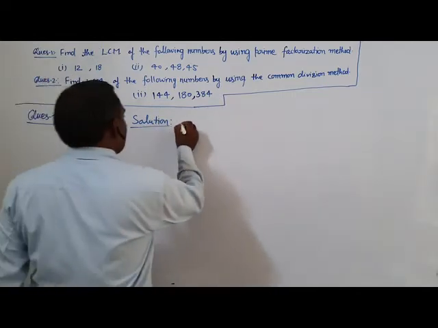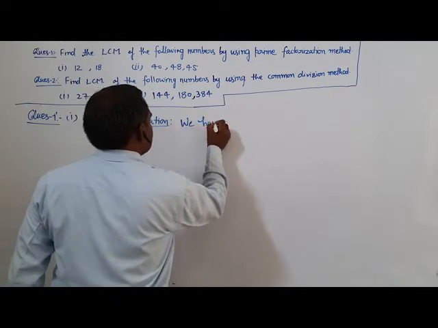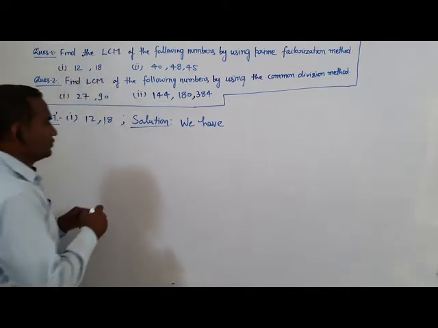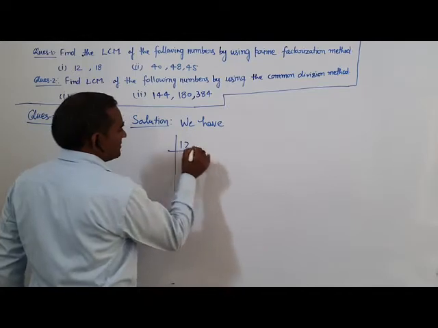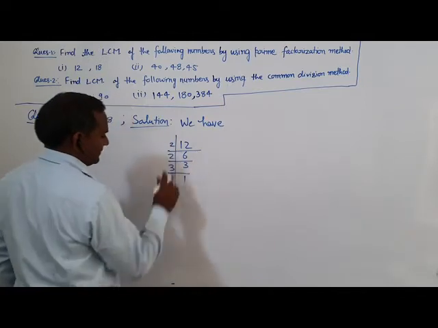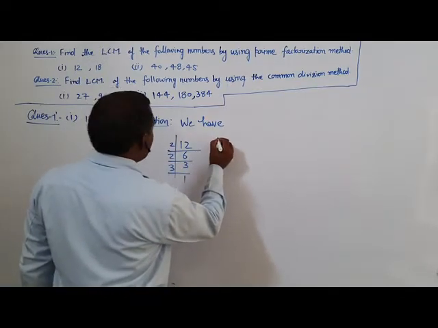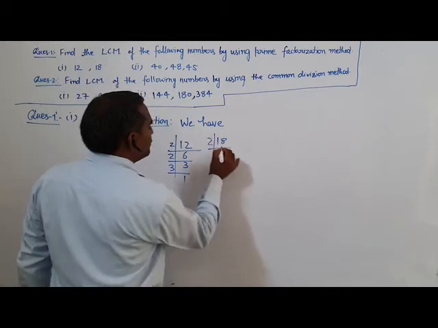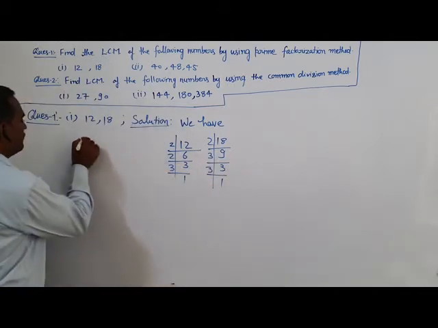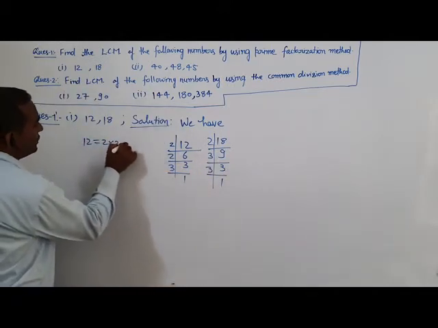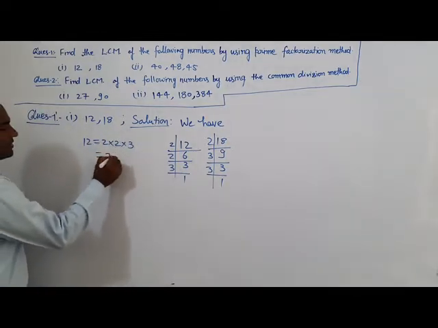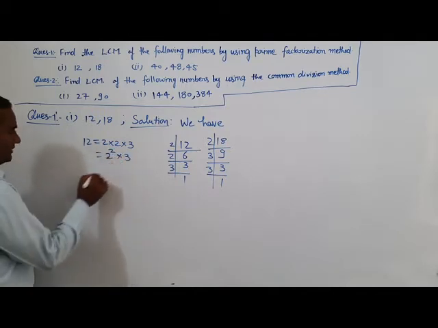So we have to solve the first question. First of all, you have to factorize 12 and 18. 12 is divided by 2: 2 6s are 12, 2 3s are 6, 3 1s are 3. You can write 12 is equal to 2 into 2 into 3. 2 is 2 times, so 2 raised to power 2 into 3.